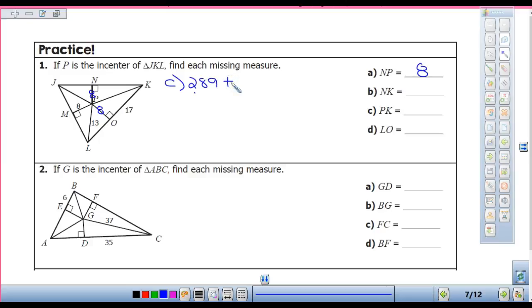plus 64 equals PK squared. So when I add those together, I get 353 equals PK squared. So PK is what? 18.8.